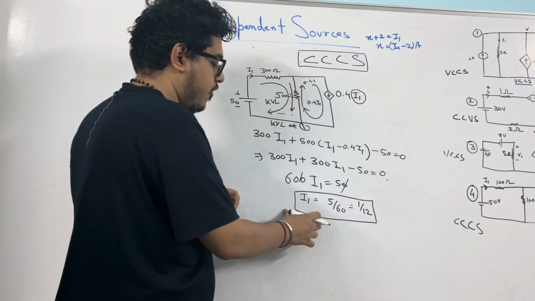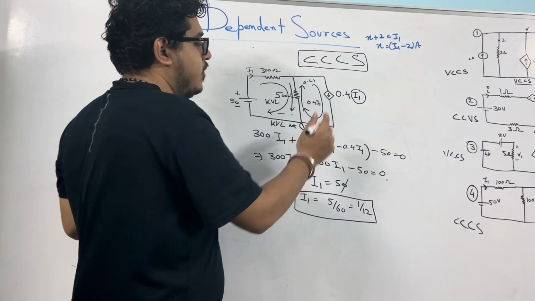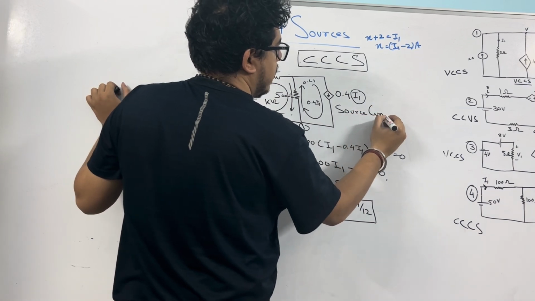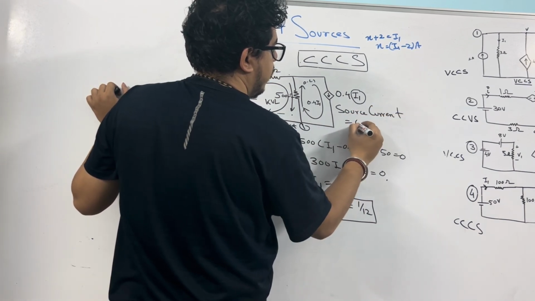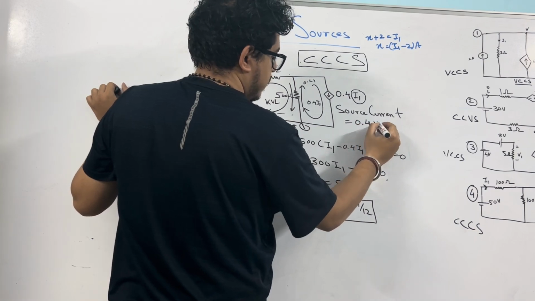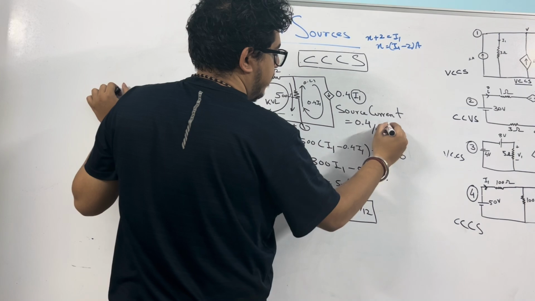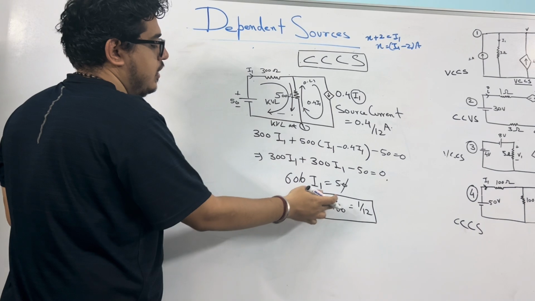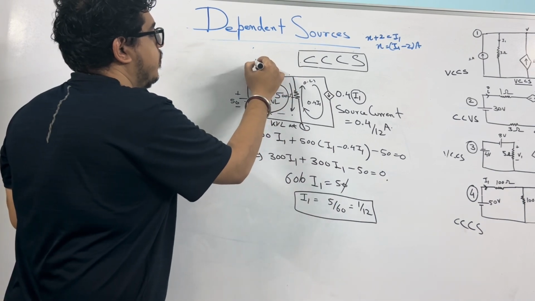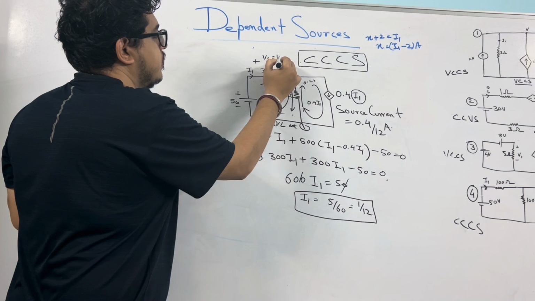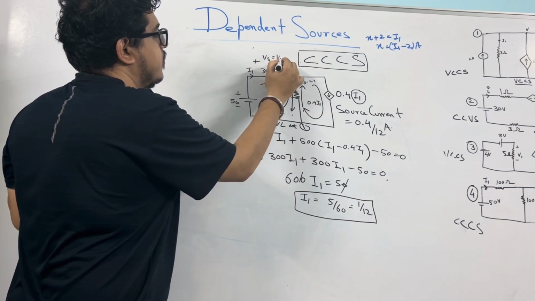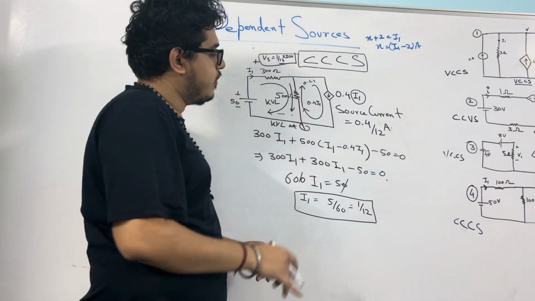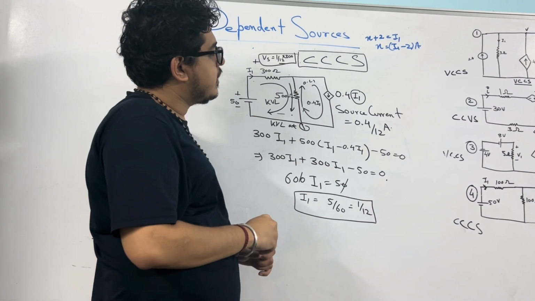So once we know the value of I1, I can easily say what the source current is. Source current is 0.4 by 12 amperes. So what is the voltage across this point? I1 into 3. So I can actually solve any problem if I know the value of I1. So this was a case of a current controlled current source.